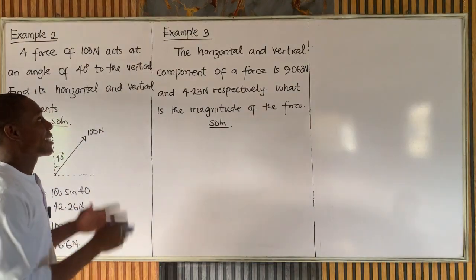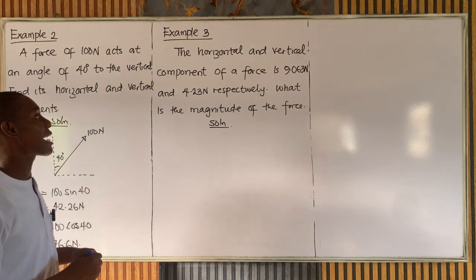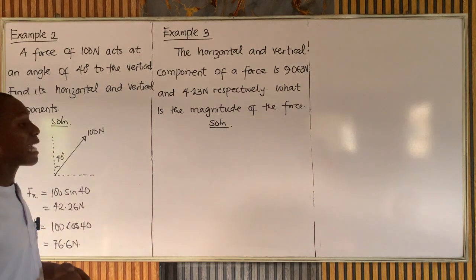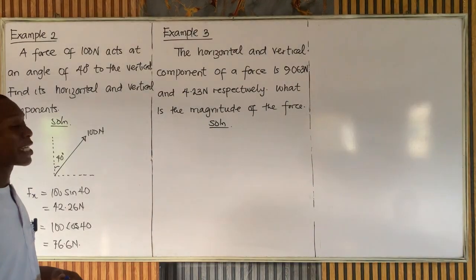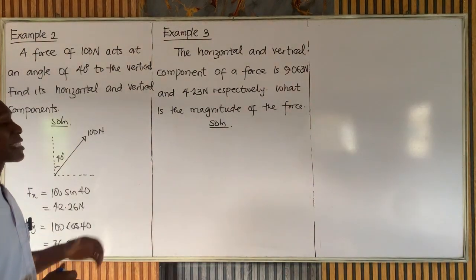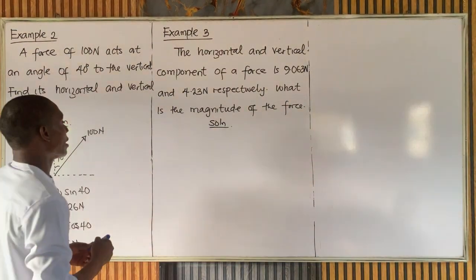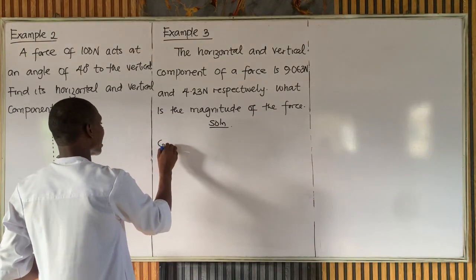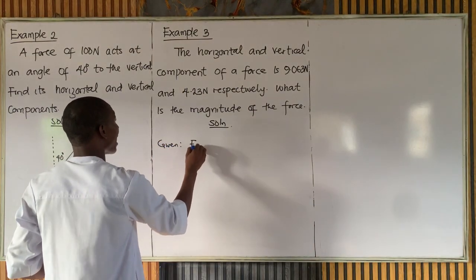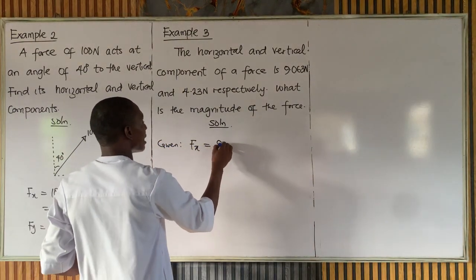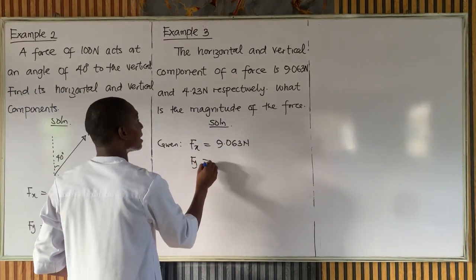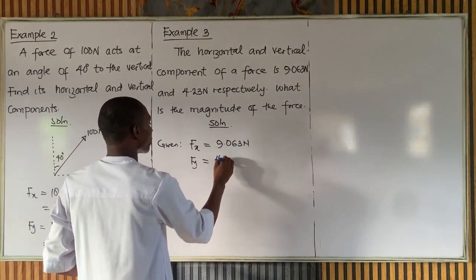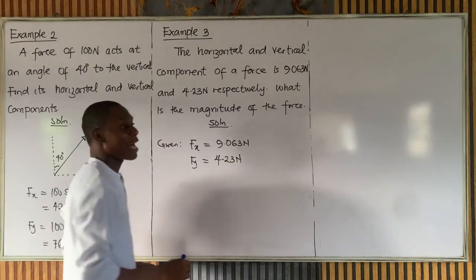Example 3. The horizontal and vertical components of a force are 9.063 Newton and 4.23 Newton respectively. What is the magnitude of the force? For this question, we are given that f of x is 9.063 Newton and f of y is 4.23 Newton. Now we have to get the force.